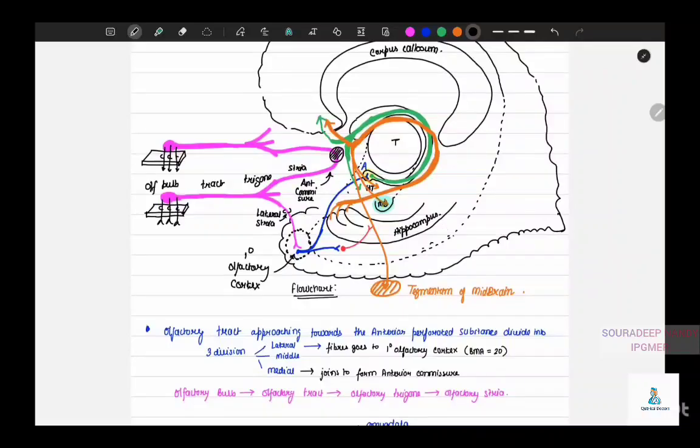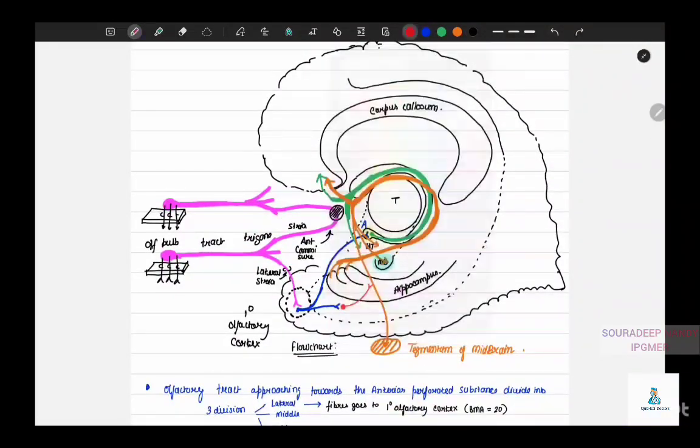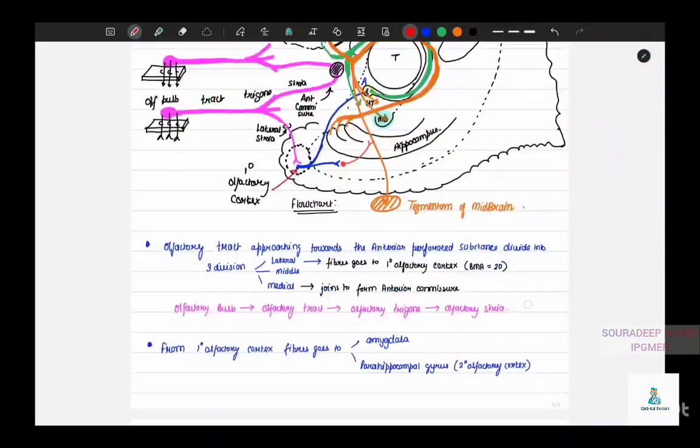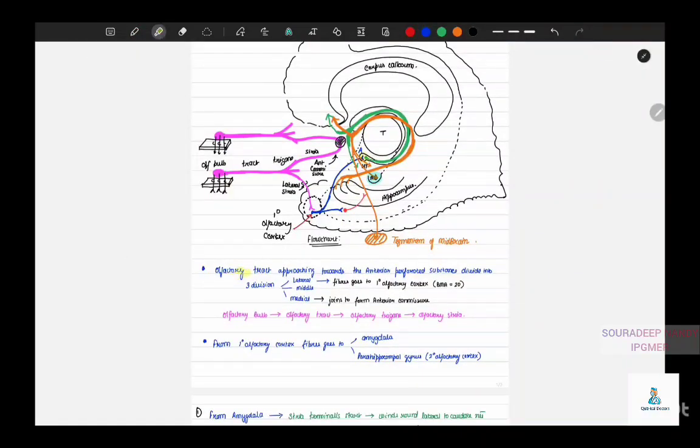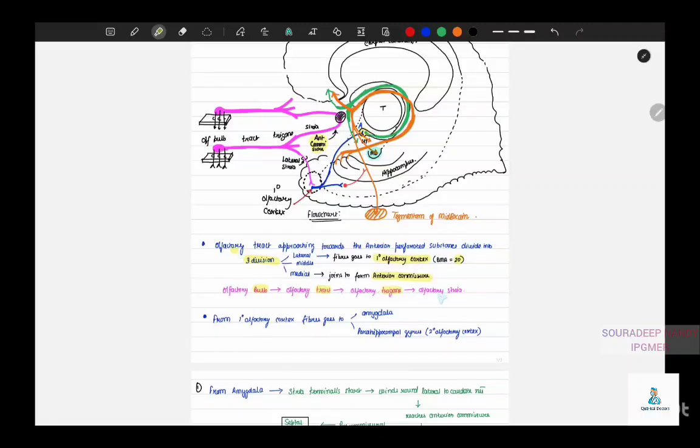Lateral stria is the primary olfactory cortex. Now here I have drawn the flow chart which I have spoken through my mouth, that the olfactory tract approaching towards the anterior perforated substance divides into three divisions: lateral, medial and intermediate. The lateral stria fiber goes to the primary olfactory cortex, and the medial stria joins to form the anterior commissure.